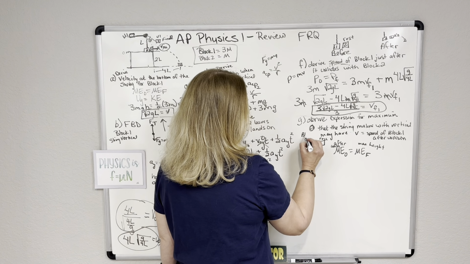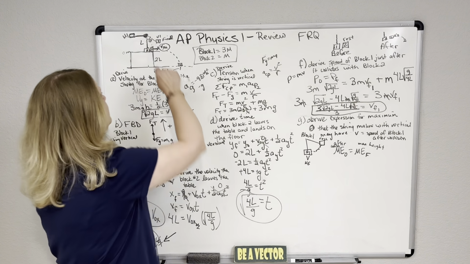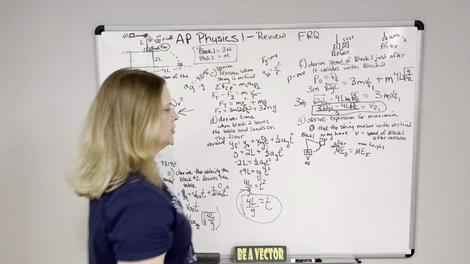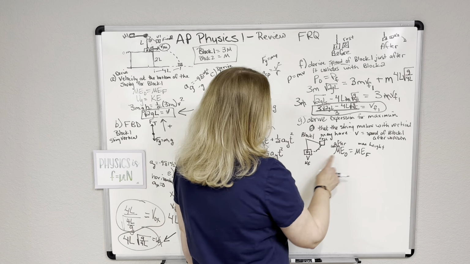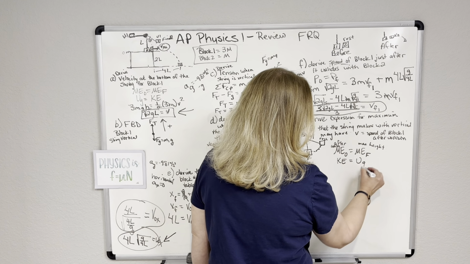This is just block 1 that they're wanting, that's related to that theta, because it's only block 1 that's on the pendulum. Block 2 is already shot off the table as a horizontal projectile. Okay, so we have all kinetic energy here. We're going to all potential energy here.